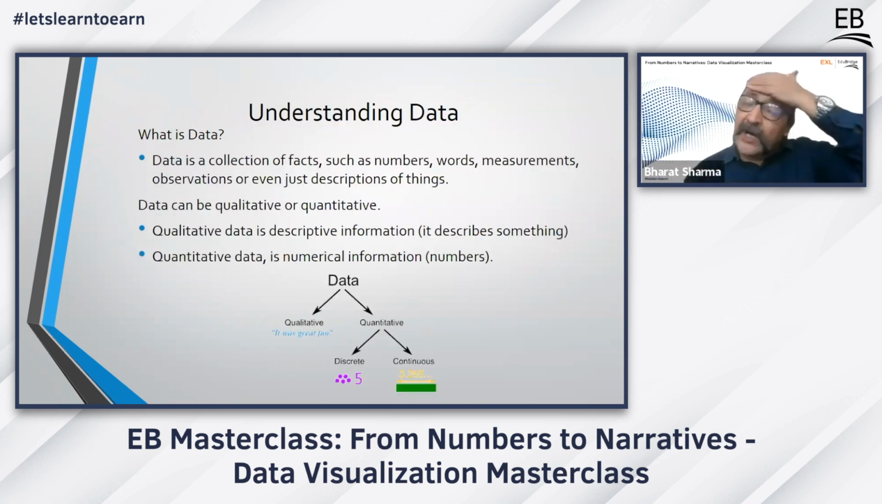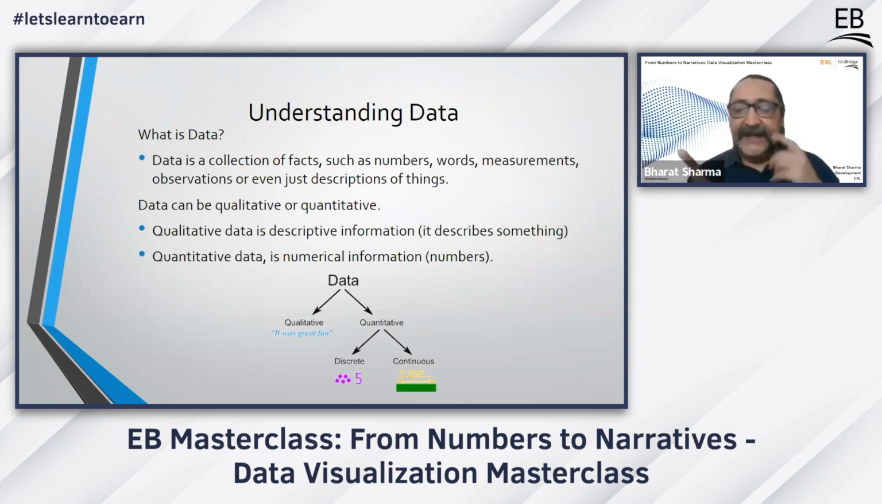Then this is a repeat from the last session, but still I'll spend a couple of minutes on this slide and the next one, so that people who did not attend can understand the different types of data. So data is nothing but a collection of facts, which is numbers, words, observations, other stuff. Data can be of two types: qualitative data and quantitative data.